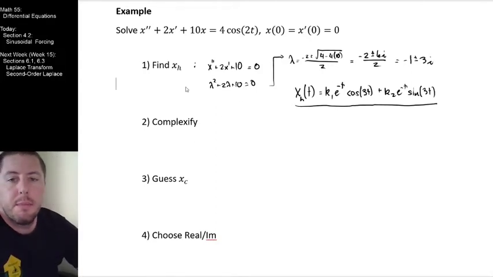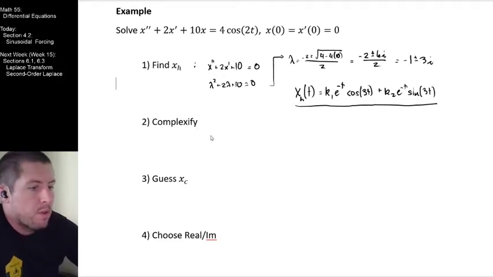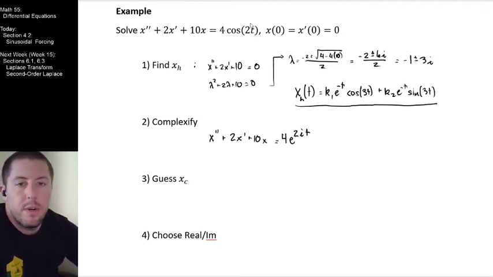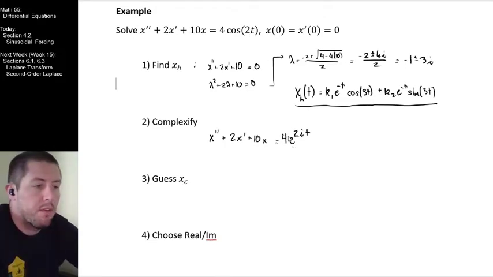of our solution, is I'm going to complexify this since I see that we've got trig functions on the other side. So I'm going to go ahead and rewrite this now as x double prime plus 2x prime plus 10x equals, and it looks like in this case I want to write this as 4e to the 2it. That 2 is the 2 that we're seeing inside right here. Looks like that coefficient of 4 is just coming along for the ride.